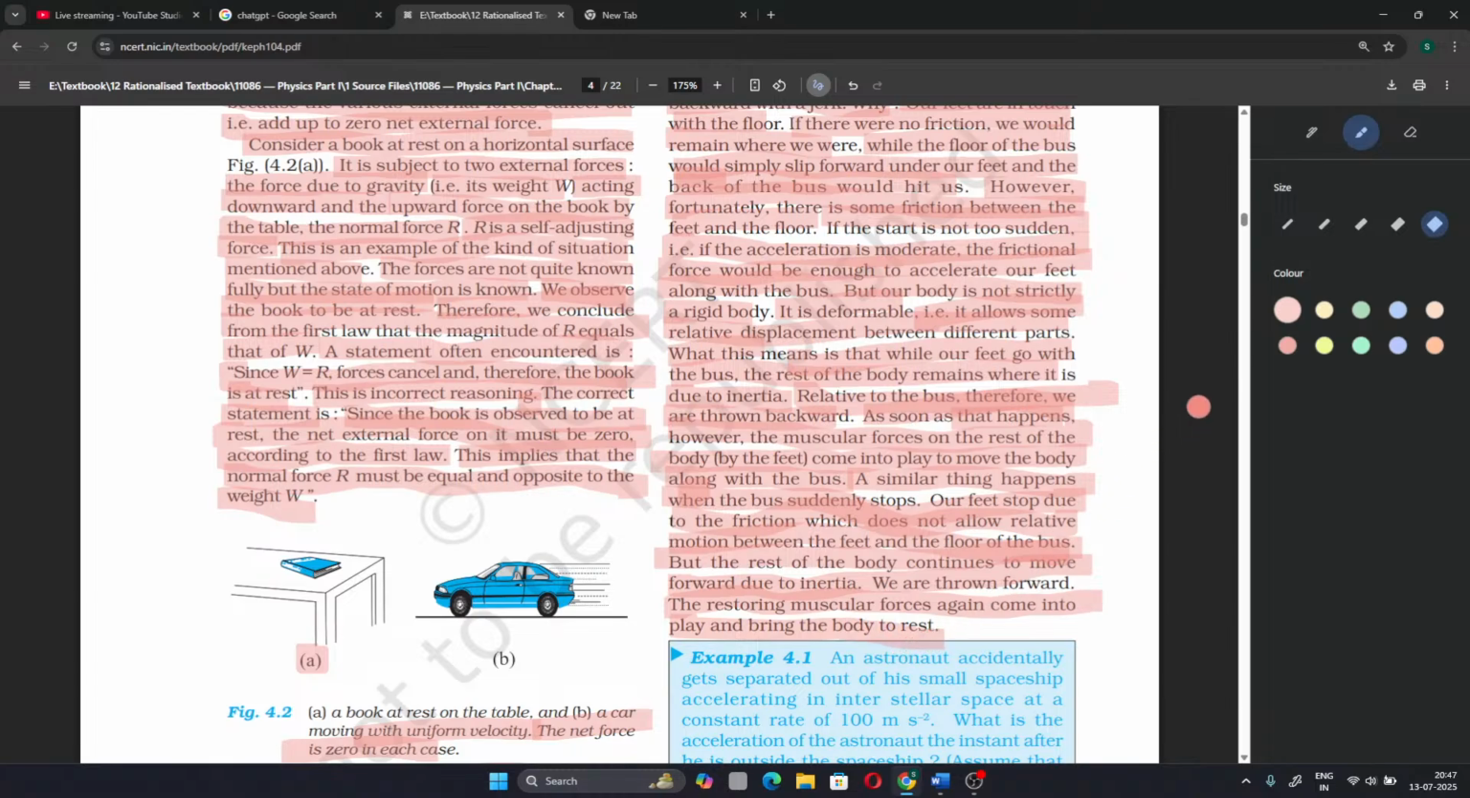Basically, we jerk, but we do not completely fall down. We know that we will continue to be in motion if there is no net external force acting on us. So which kind of force will act on us to stop us from falling down? They said it's the muscular forces. Our body's muscular forces stop us from falling down.